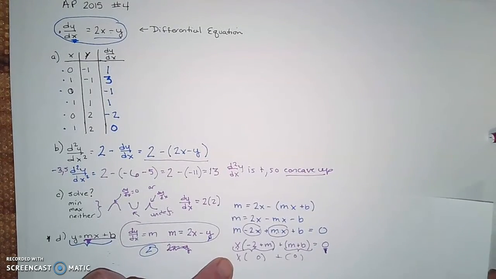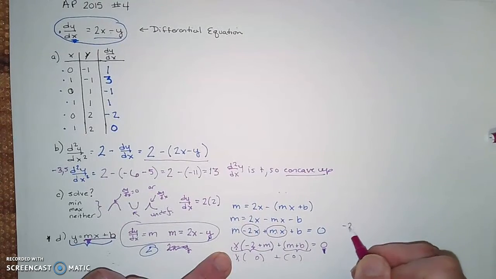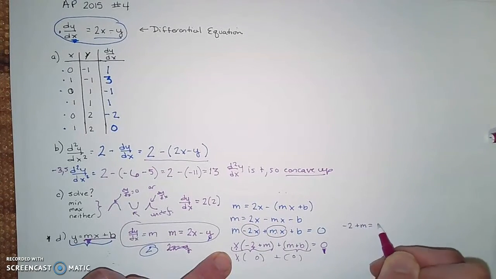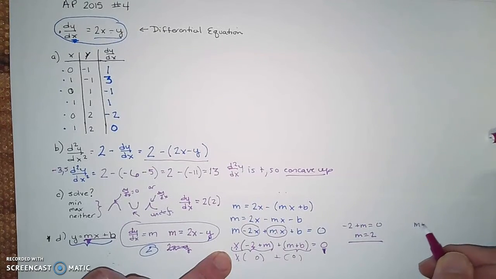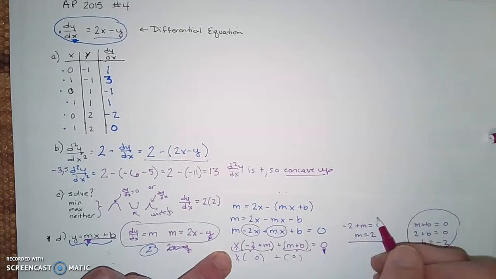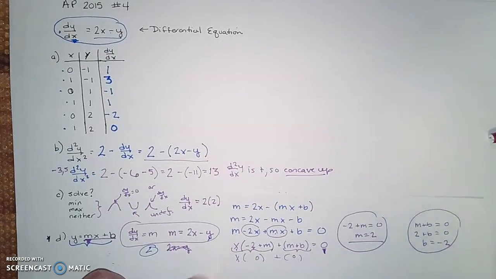So I'm going to take the first part and set negative 2 plus m equal to 0. That means m is equal to 2. Now that I know m is equal to 2, I know m plus b has to be equal to 0. 2 plus b is equal to 0, so b has to be equal to negative 2. A lot of work for that last little 1 point.